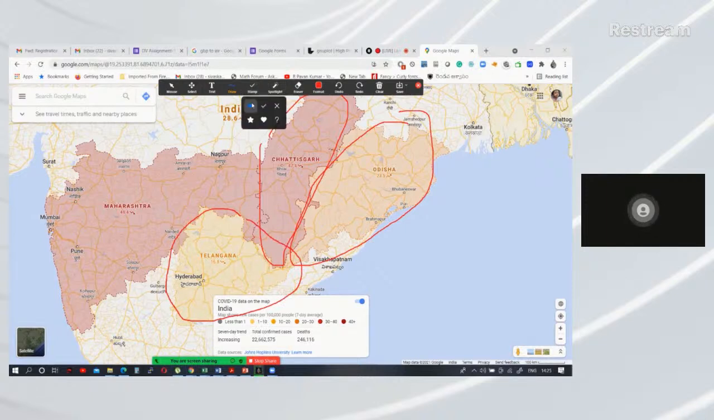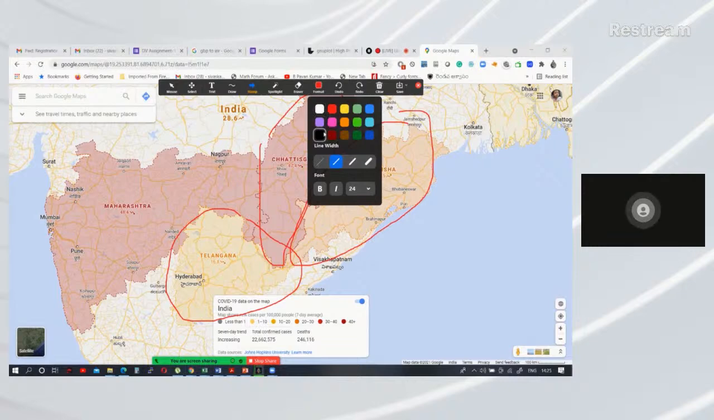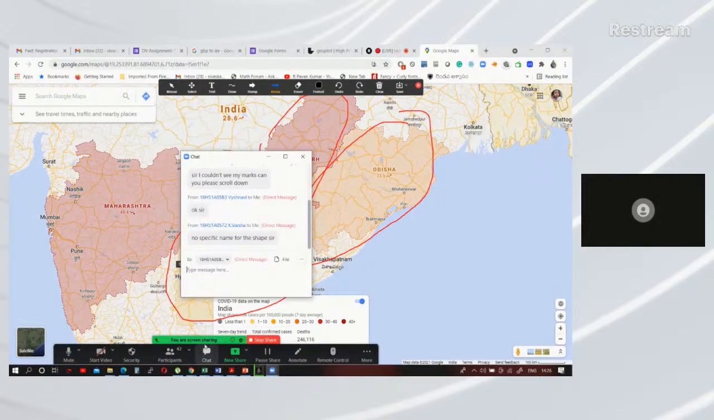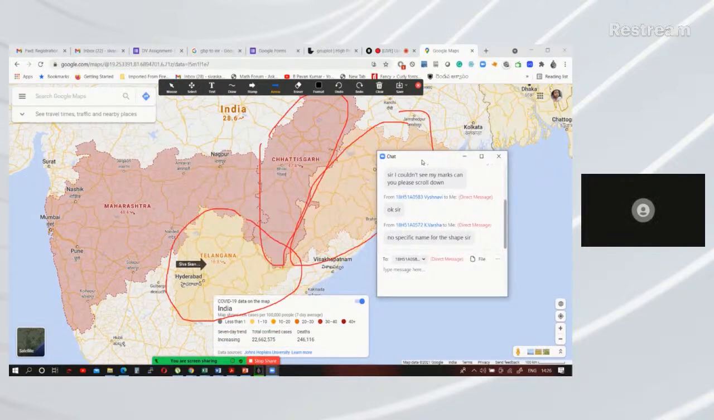If you look at these three states, observe carefully. This state is highly affected, and this state is also. But if you look at Odisha and Telangana, the color variation is different. Which one has the highest color among Telangana and Odisha? Anyone can post in the chat session. Among Odisha and Telangana, which is more highly affected?